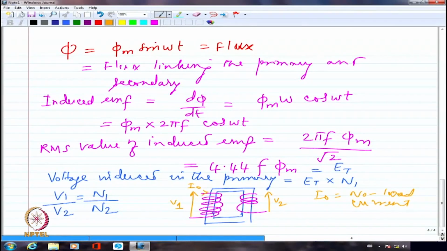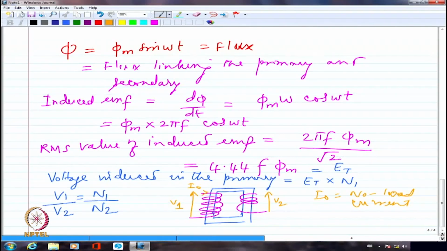Very clearly, if it is an air core transformer, even the no load current will be very large. I hope you understand. Even when I don't have any load, to establish the flux itself I will require quite a good amount of current or MMF, because of the high reluctance of the air gap. So if the core is made up of air, it is an air core transformer, then I am going to require a very, very large current even under no load condition.